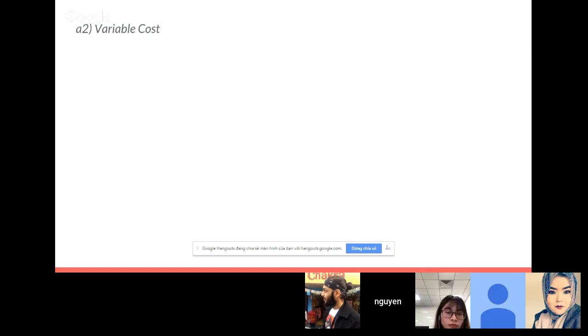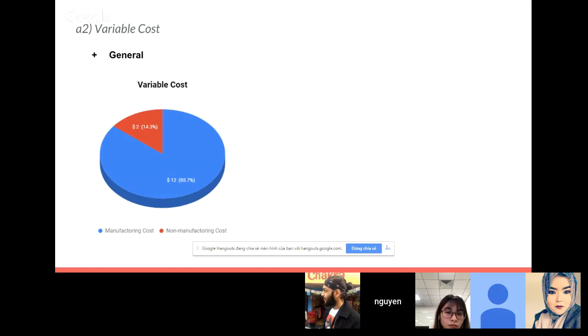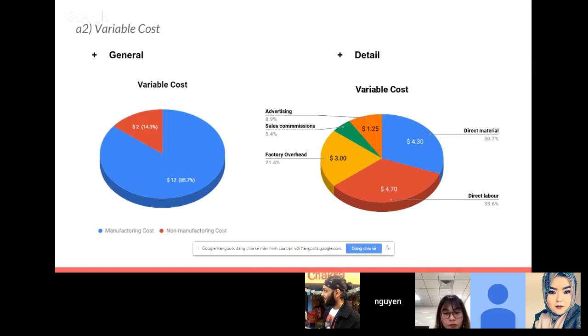The variable cost is also divided into manufacturing costs and non-manufacturing costs. However, in the variable manufacturing costs, direct material, direct labor, and factory overhead dominate almost equally, about 31%, 34%, and 22% respectively. And now here we'll continue the presentation.